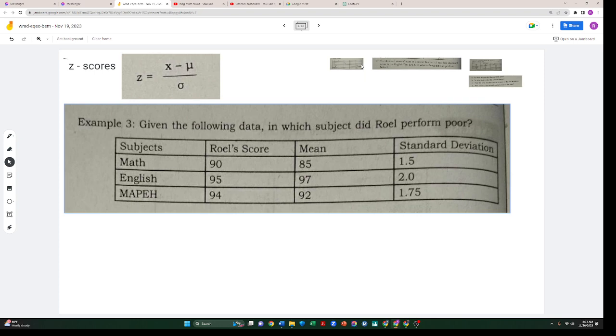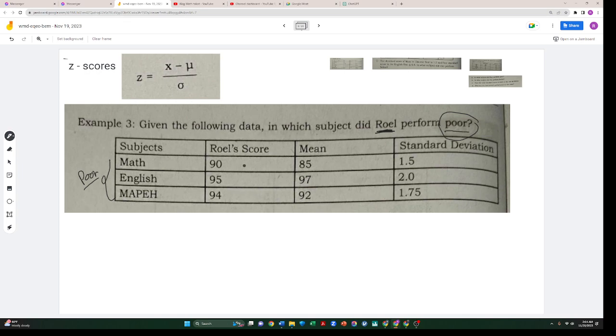And the question is, given the following data, in which subject did Roel perform poor? It means sa math, English, MAPE, asa diri ang mas poor pa jud. Kanang dili kayo siya, murag dili kayo nagapaningkamot or dili kayo inclined sa logical, verbal, or kinesthetic. So, si Roel, wala takabalo. Kasi ang weakness, which is poor, sa iyang performance in every subject.